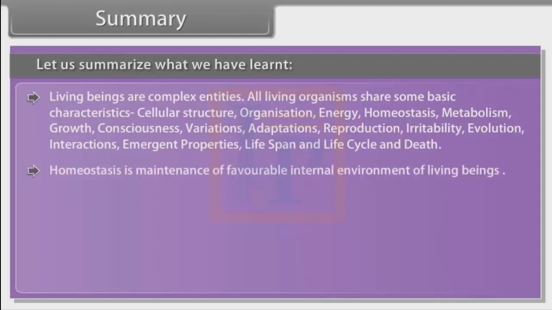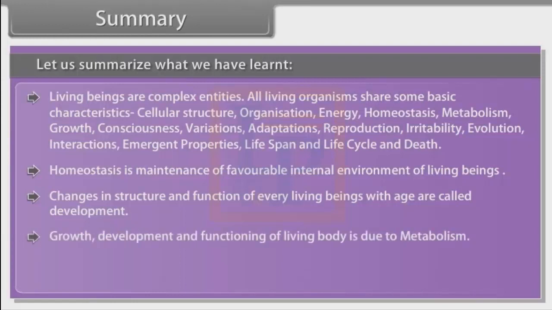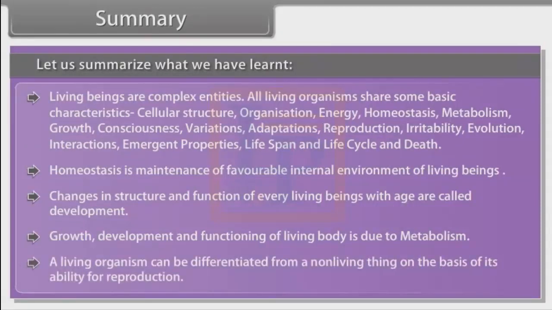Homeostasis is maintenance of the favorable internal environment of living beings. Changes in structure and function of every living being with age are called development. Growth, development, and functioning of the living body are due to metabolism. A living organism can be differentiated from a non-living thing on the basis of its ability for reproduction.